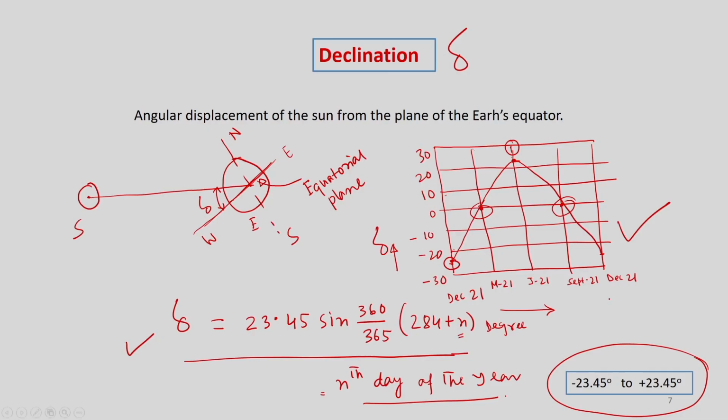So, for example, if we have to calculate the delta for say January 1, n will be 1. Under that condition you can calculate the value of delta. Or for example, if we are interested in February 1, then what will be n? N will be 31 plus 1, it will be 32. If we substitute the value of 32 in place of n, then we will get the delta for February 1. That is how we can calculate the declination on a particular day.